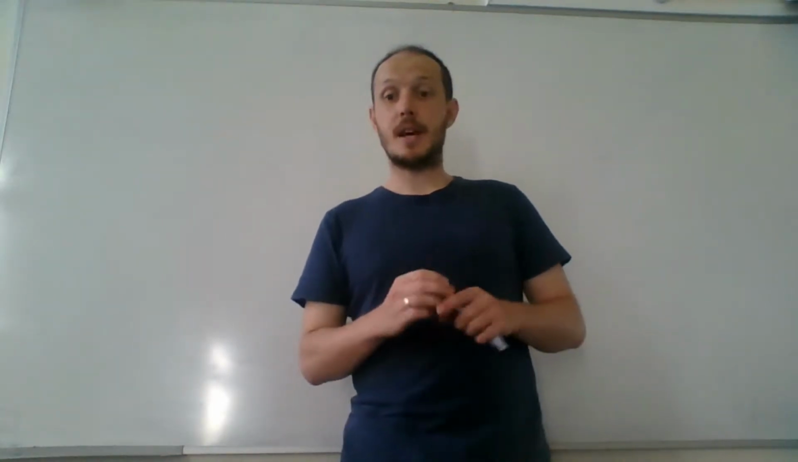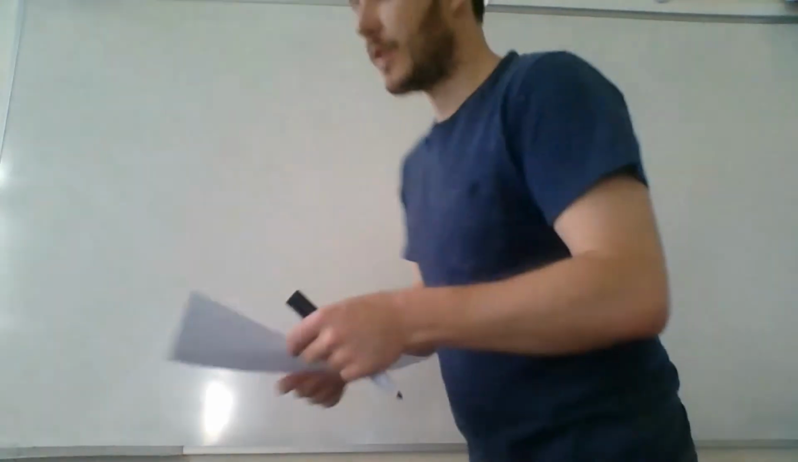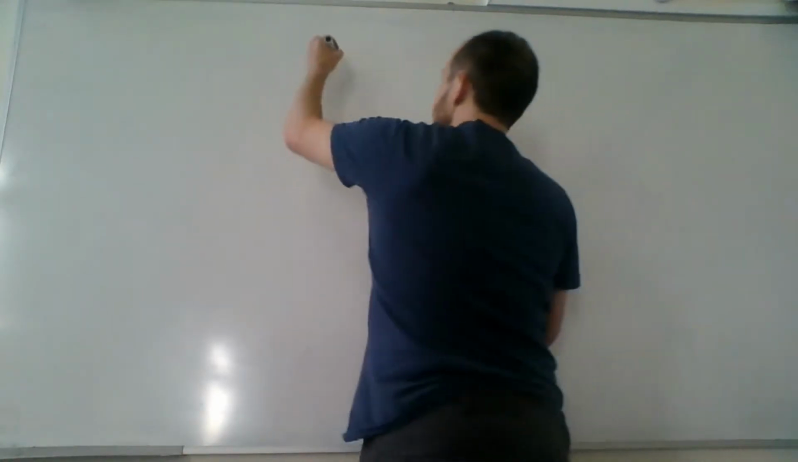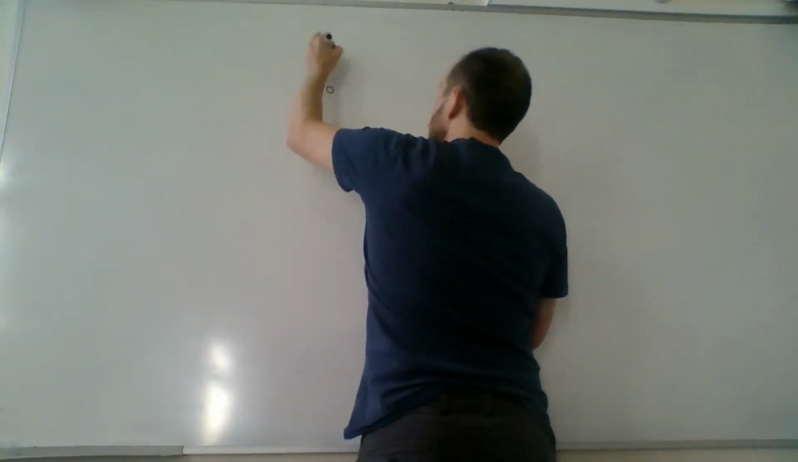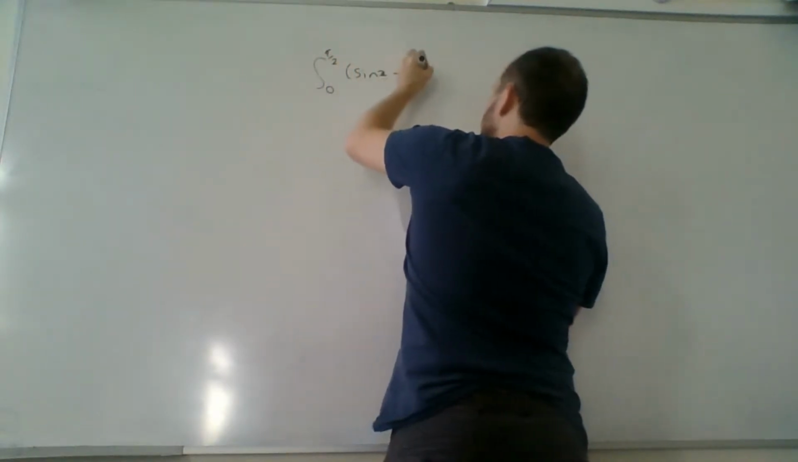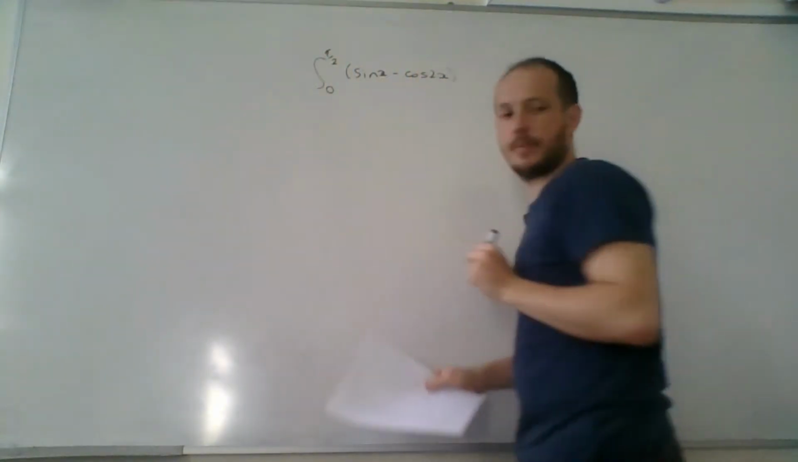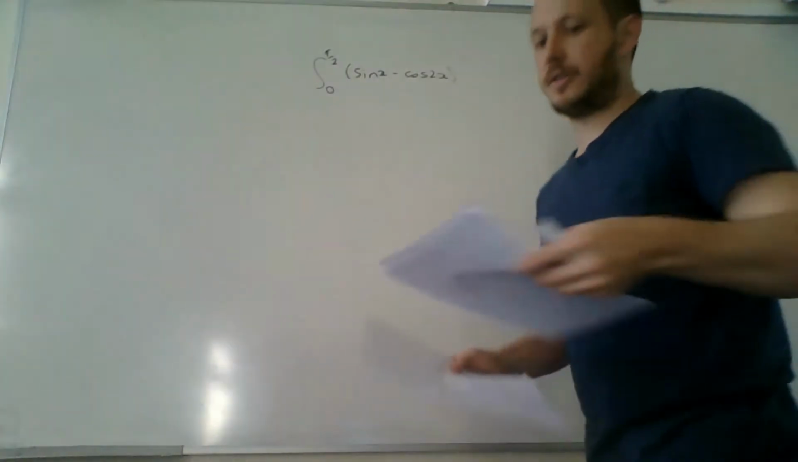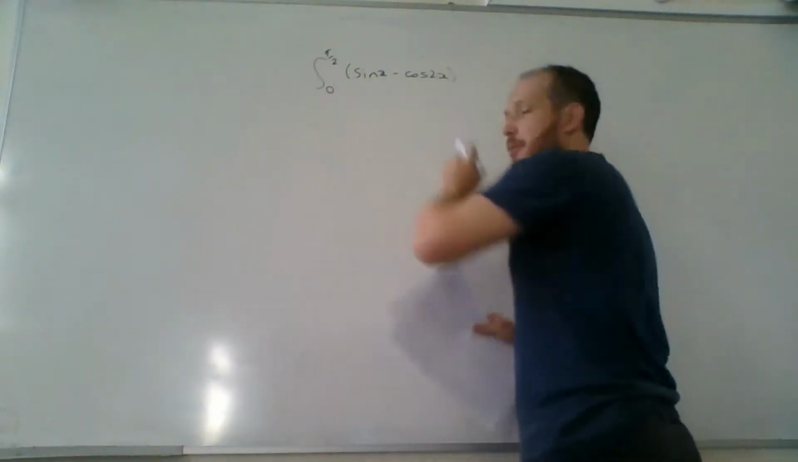Alright, so let's start with question number 1. Question number 1 is the integral from 0 to pi on 2 of sine x minus cosine 2x. So basically what we're going to do here is just do a simple integral.